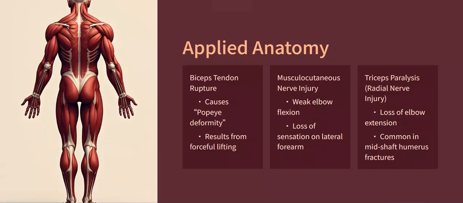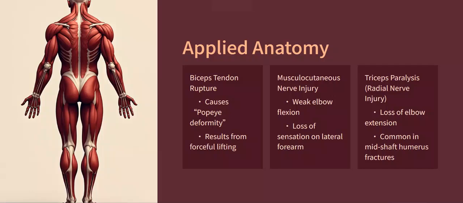Let's quickly connect this with clinical practice. Biceps tendon rupture causes Popeye deformity, usually due to forceful lifting. Musculocutaneous nerve injury: weak elbow flexion, loss of sensation on lateral forearm. Radial nerve injury: triceps paralysis, loss of elbow extension. Common in mid-shaft humerus fractures.